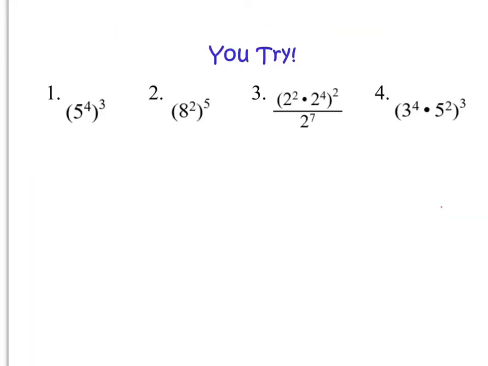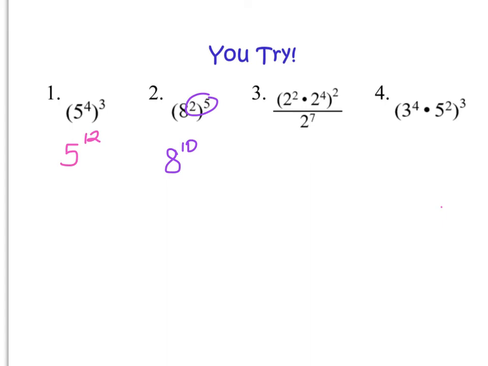Okay, so now you're going to try a couple on your own. Simplify number 1. So number 1, power to a power, I'm going to multiply. 4 times 3 is 12, so simplified, this is 5 to the 12th power. Number 2. Same thing. Raising 8 squared to the 5th power means it's going to be 8 to the 10th power, and multiply my powers.